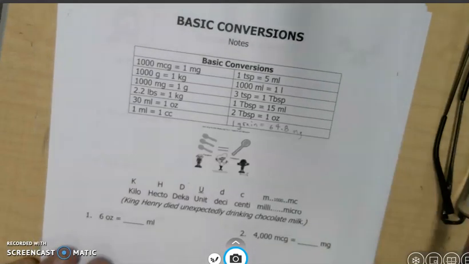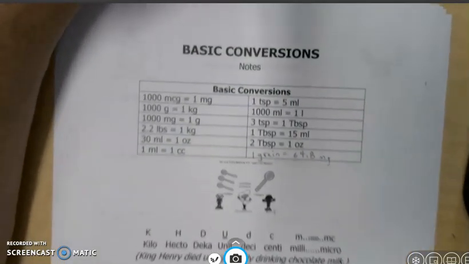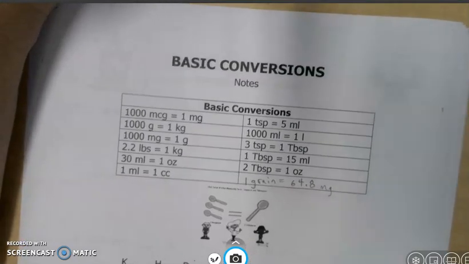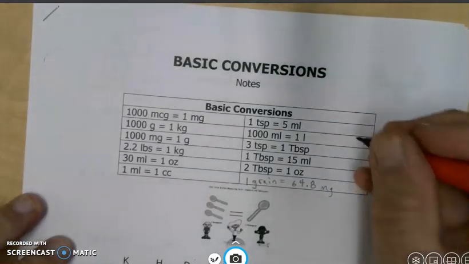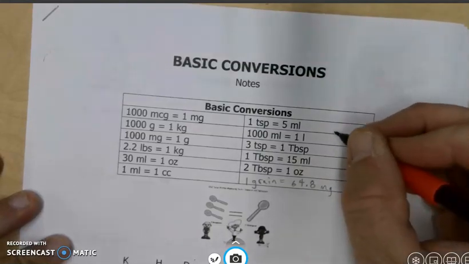All right, so today we're looking at basic conversions. You have most of the conversions at the top of the page. Some of these are exact, but some of them are somewhat approximate. So if you were to use Google to convert, you might get slightly different answers.